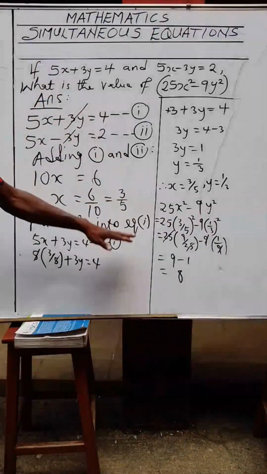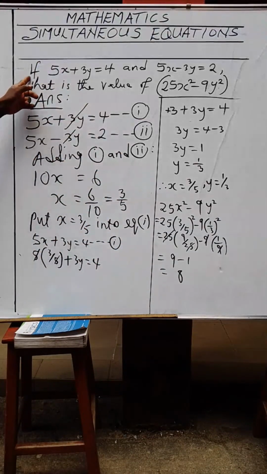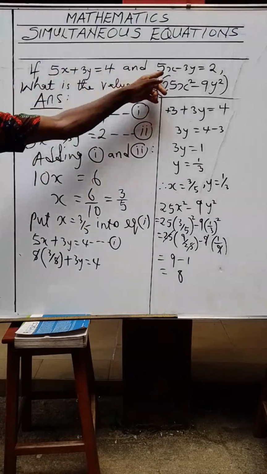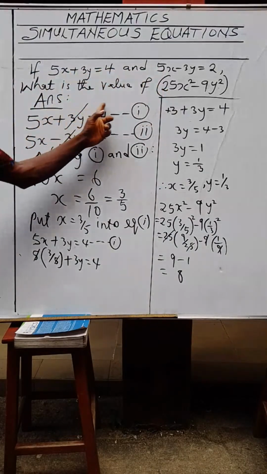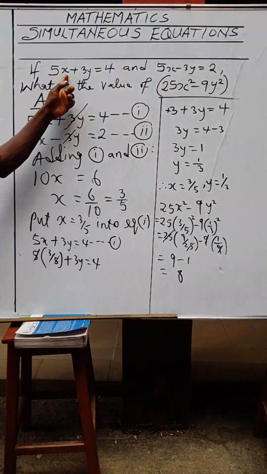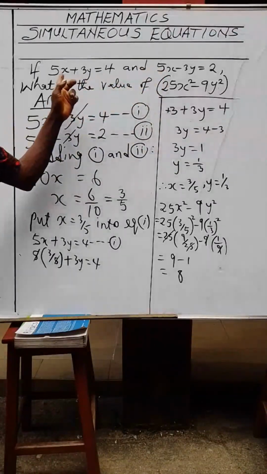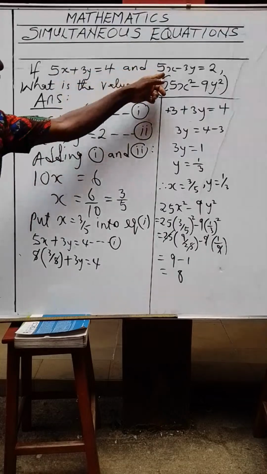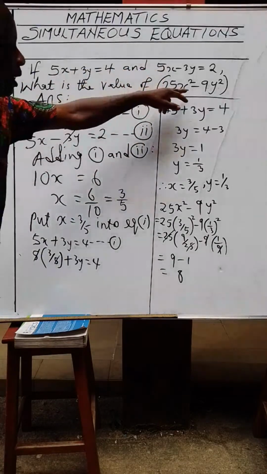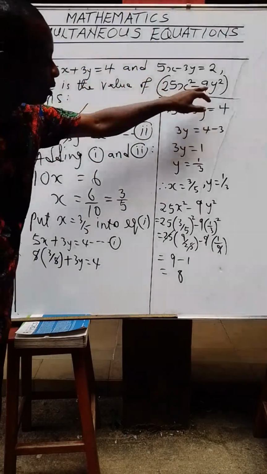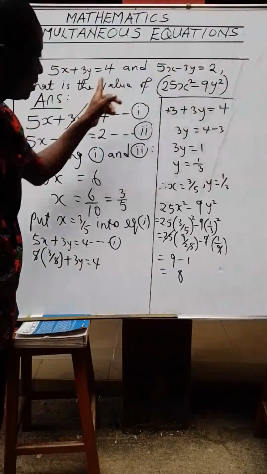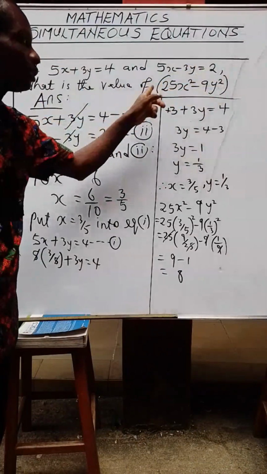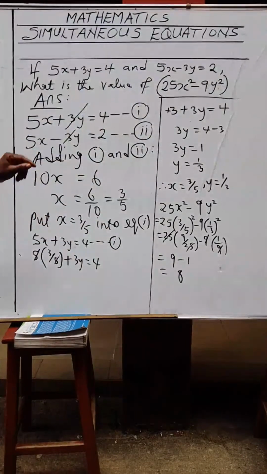Now let me re-explain what I've been saying so far. Here we are given two equations, right? We are going to organize it in the form of systems of equations. We are going to get the values of x and y by solving these two equations. And once we are done, we will come here and substitute the values of x and y to get the value of the entire expression here. That's exactly what this equation is all about.